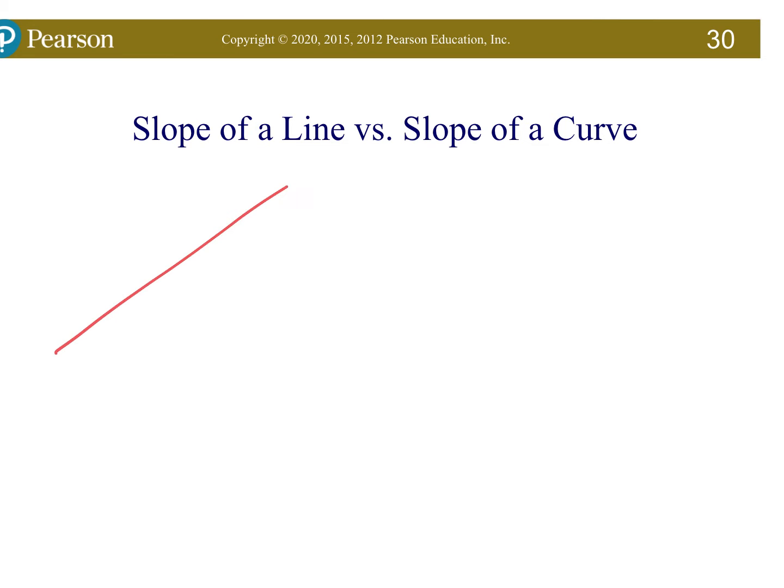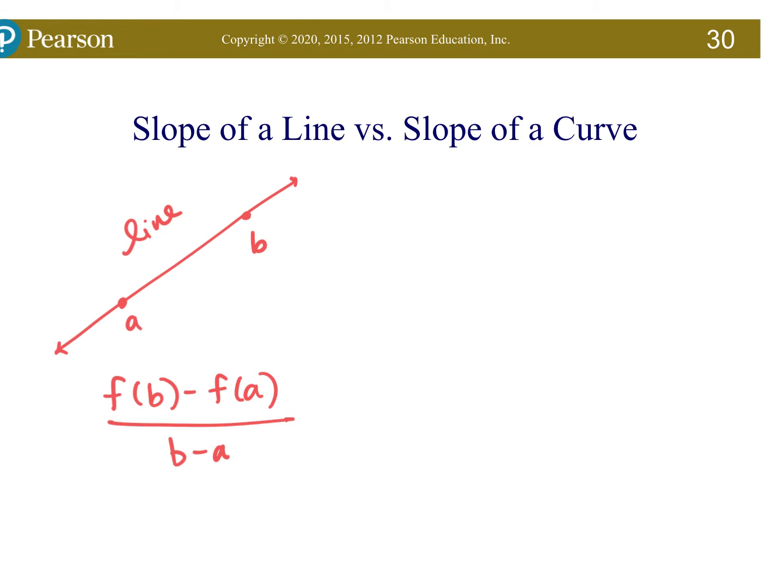All right, the slope of a line. So draw yourself a random line. That slope has a point A, it has a point B. Remember, it doesn't matter how far apart those are on a line. They can be really close, they can be far away. It doesn't matter because the slope is going to be f of B minus f of A over B minus A. And this is our line. So that was day one when we did that. We also called that the average rate of change.